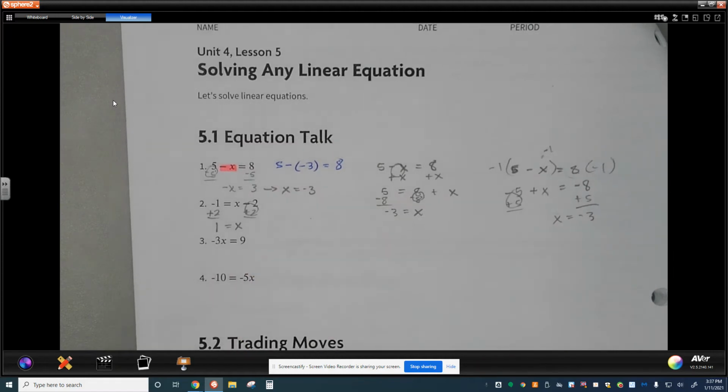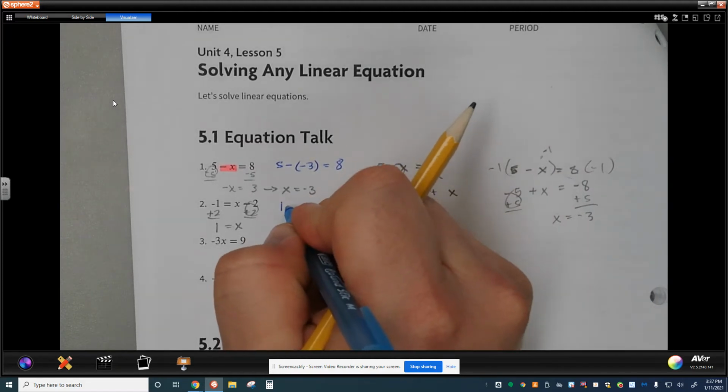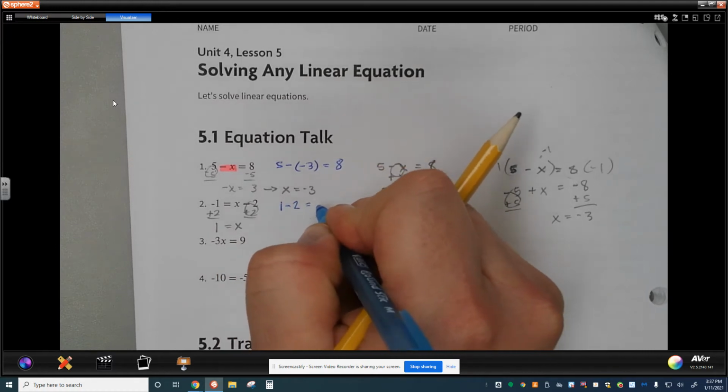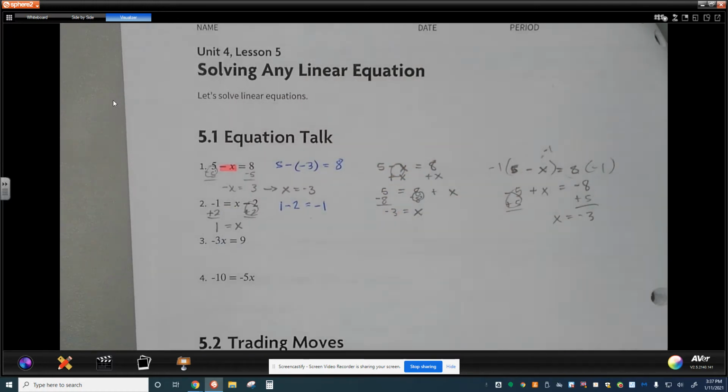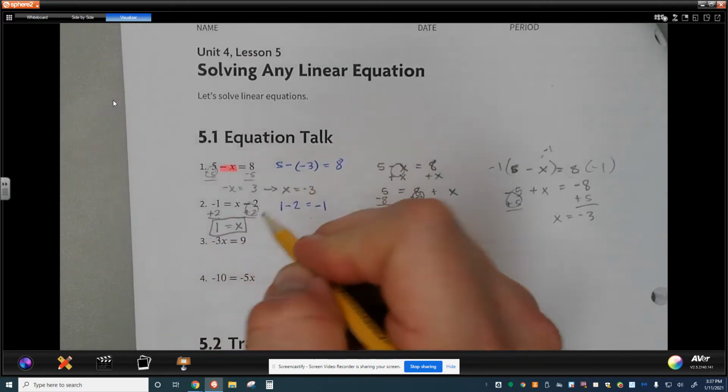Just very quickly verify that I'm right. 1 minus 2 does in fact equal negative 1. So I know that my solution of x equals 1 is in fact the right answer.